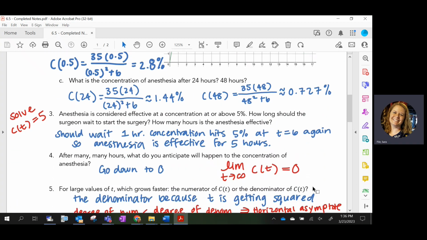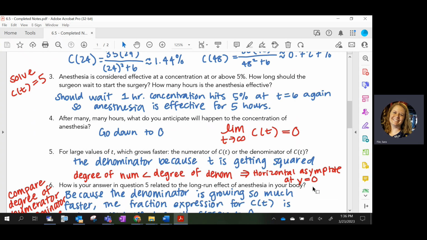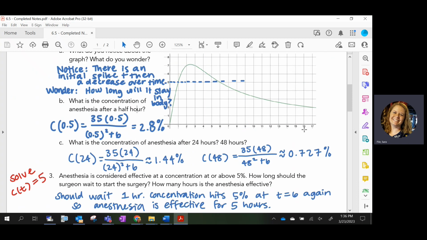On number 3, it says that the anesthesia is considered effective at a concentration at or above 5%. How long should the surgeon wait to start the surgery? And then how many hours is the anesthesia effective? If you look back here, that's where this dotted line is drawn at 5%. They should not start the surgery until about an hour after it's administered, when it reaches that 5% mark.